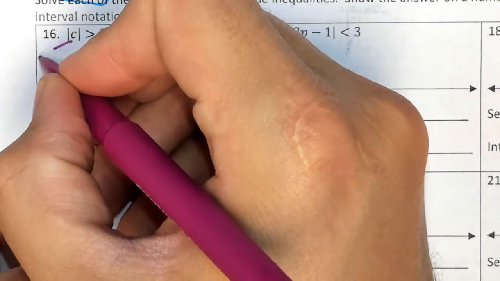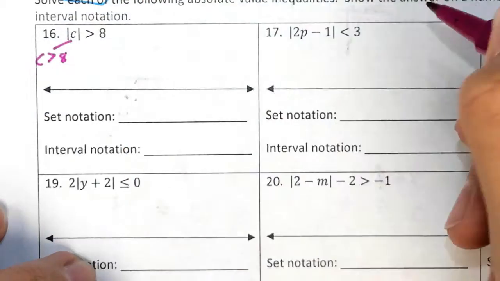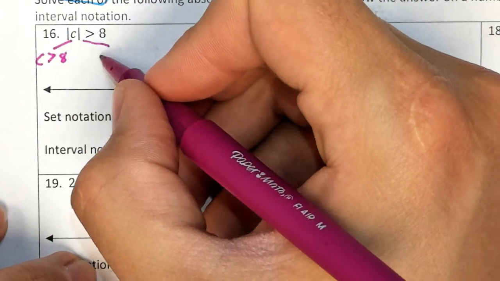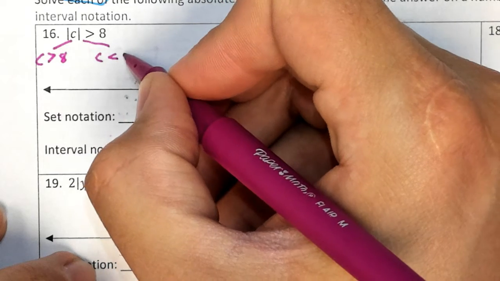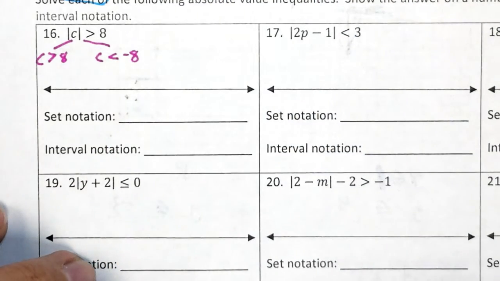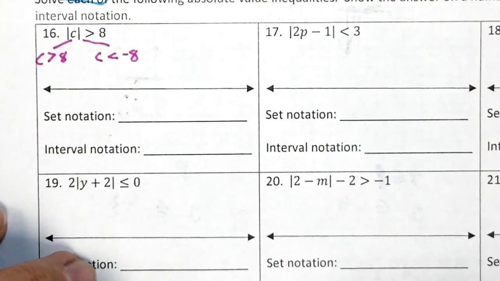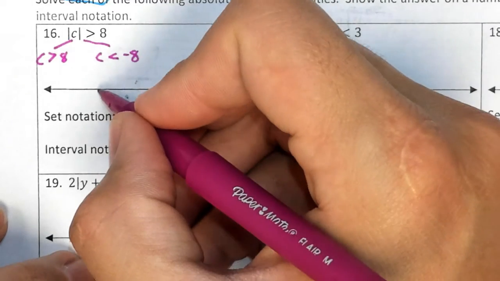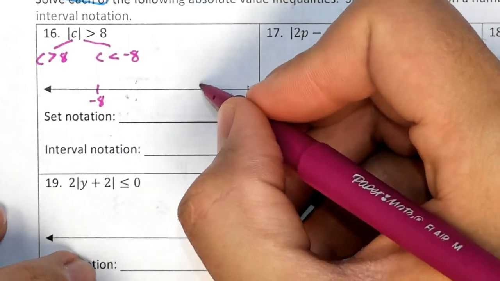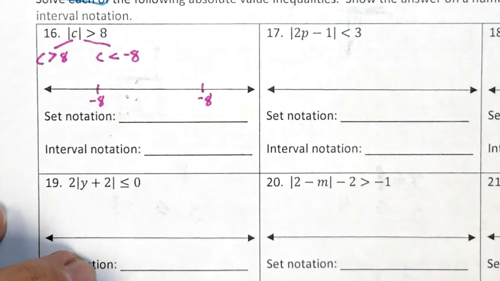So we split it up over here, we get C is greater than 8. And then I split it up over here and get C is less than negative 8. Remember, just simply change both of the signs. That's my shortcut there. On here, I'm going to put negative 8 and 8 on my number line. Sorry, not negative, this is a positive 8.